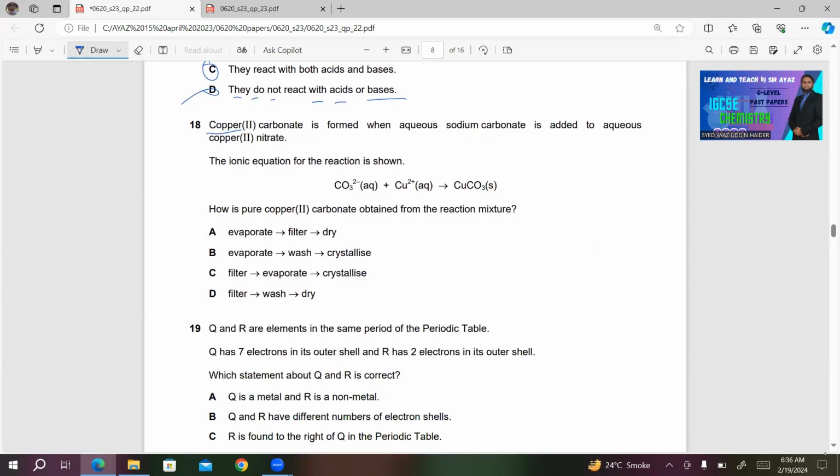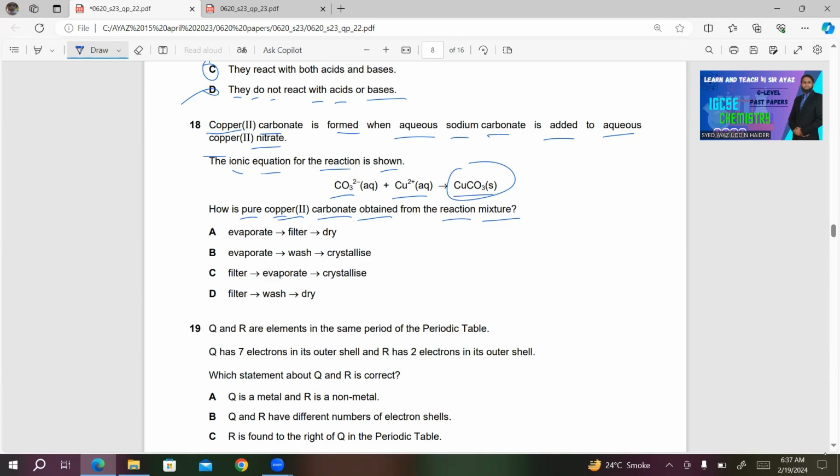Number 18, copper 2 carbonate is formed when aqueous sodium carbonate is added to aqueous copper 2 nitrate. The ionic equation for the reaction is shown. This is the ionic equation: CO3 2 minus aqueous plus Cu2 plus aqueous gives CuCO3 solid. S means solid. How is pure copper 2 carbonate obtained from the reaction mixture? You can see the state of copper 2 carbonate. It's in the solid state. Definitely we have to filter.